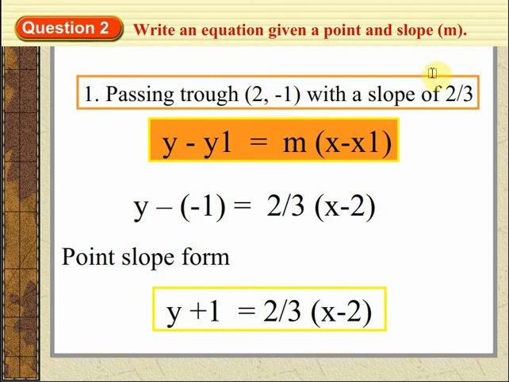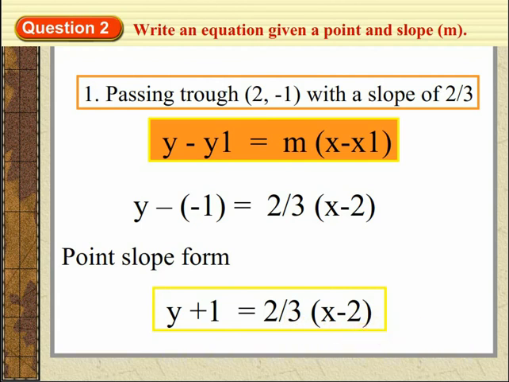Here we have a point and here we have a slope, the gradient. So we directly apply these values in this equation, y minus y1 equals m times (x minus x1). So y1 is minus 1, 2 over 3 is m, and x1 is 2. So now we calculate: y plus 1 is equal to 2 over 3 times (x minus 2).